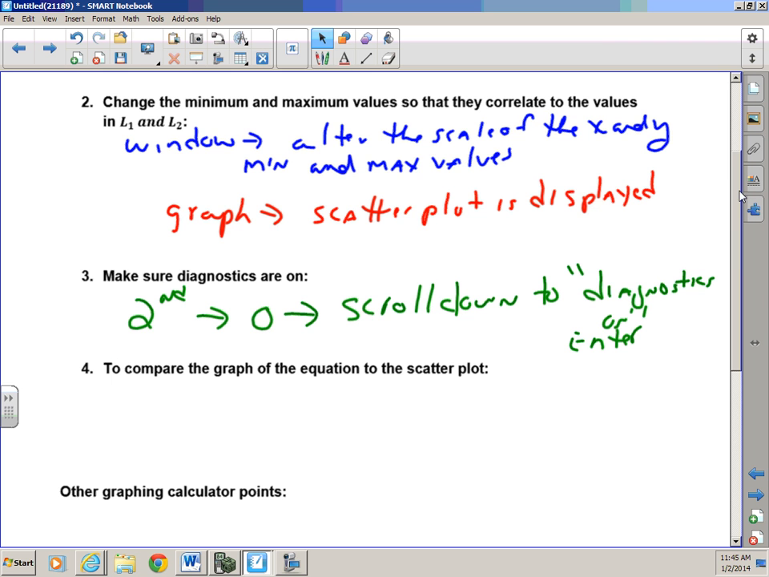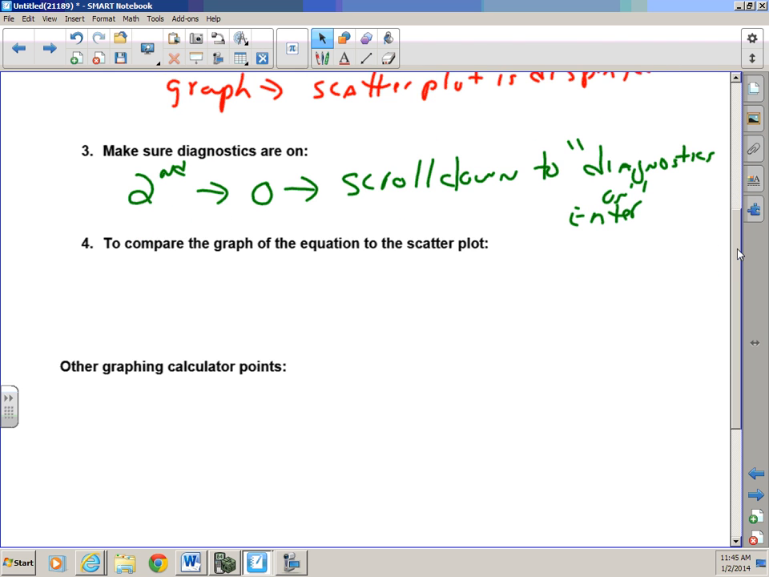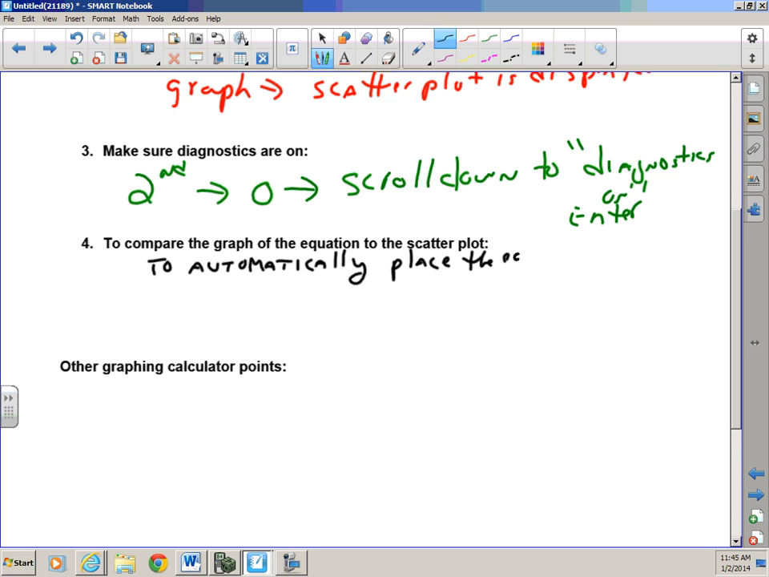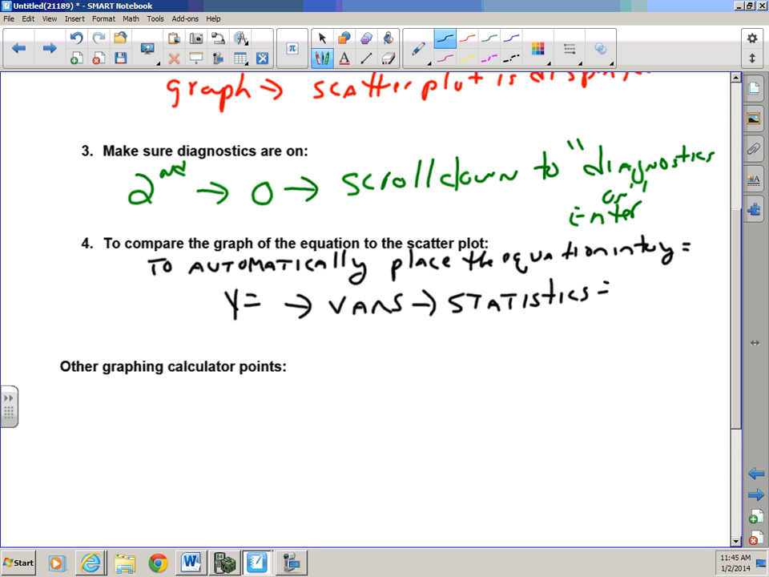Now, if I want to see the graph compared to my scatter plot, then I want to automatically place the equation into y equals. I hit y equals, the VARS button, then I go over to stats, EQ.